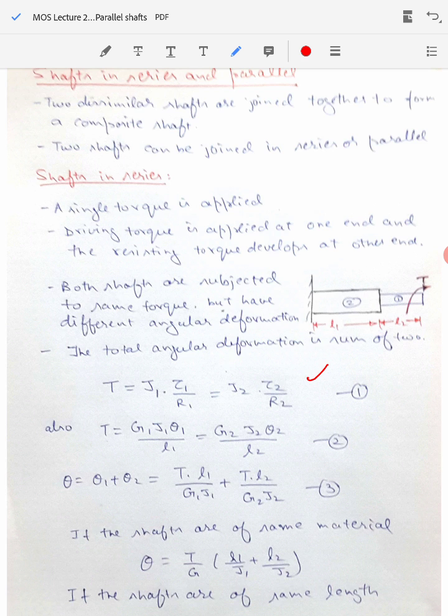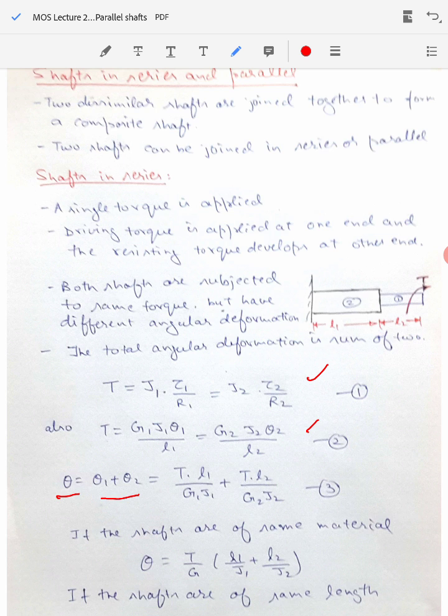Now because T by J is also equal to G theta by L, we will apply the same relation here for shaft 1 and shaft 2, and this is going to give us G1 J1 theta 1 by L1 equal to G2 J2 theta 2 by L2. You see, the angular deformation in shaft 1 is theta 1 and the angular deformation in shaft 2 is theta 2, and their net sum will be equal to the total angular deformation of the composite shaft or the joint shaft.